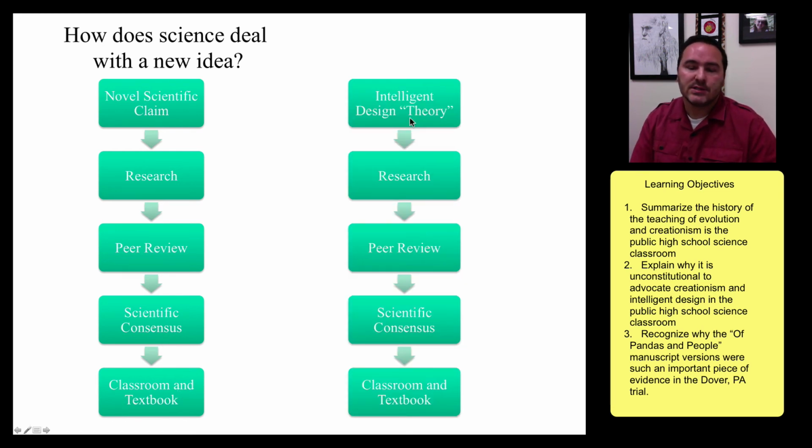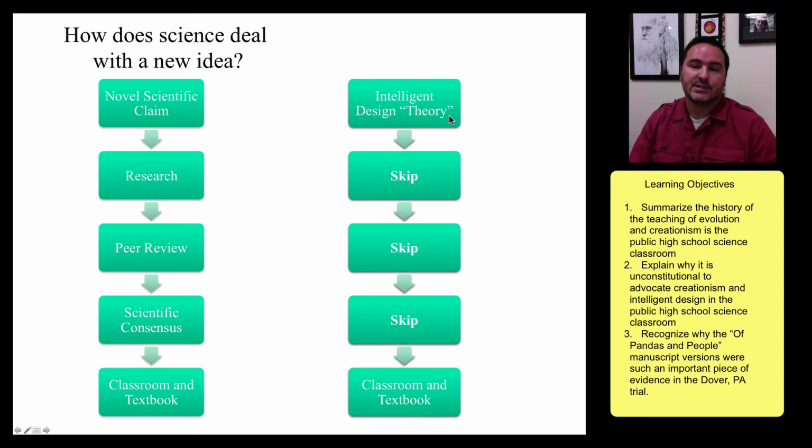So if intelligent design were to go through this process, then I would be the first one to say, hey, yeah, it ought to be in the textbook and it ought to be in the classroom. Unfortunately, intelligent design has never had any novel research done. No peer review of any of that. It is definitely not scientific consensus. There are a few fringe scientists perhaps that support this idea, but it is definitely not scientific consensus, and therefore it has no place in the classroom or textbook.